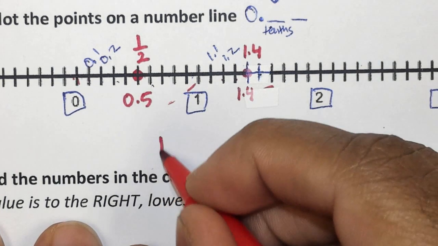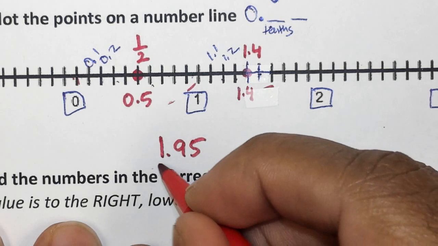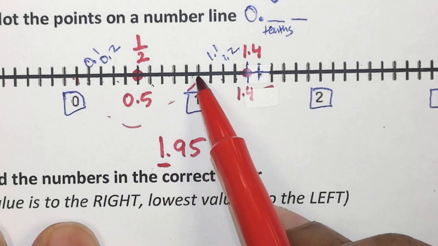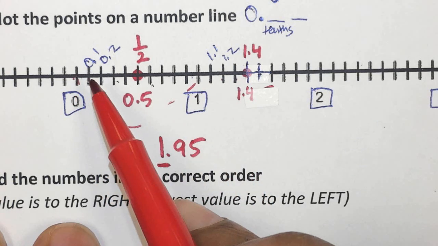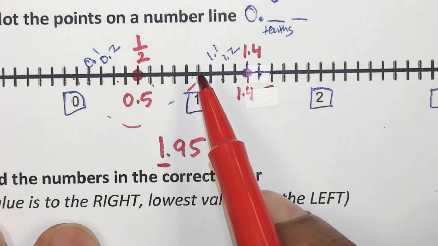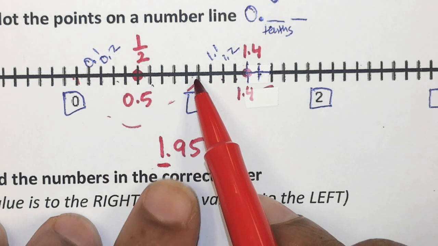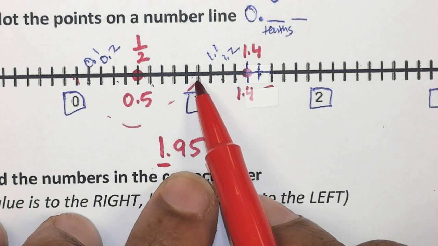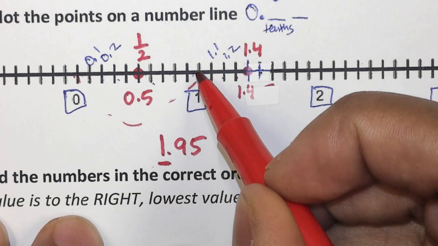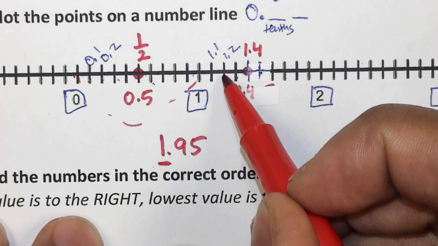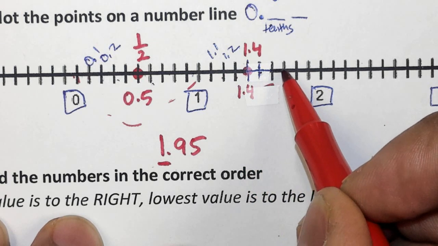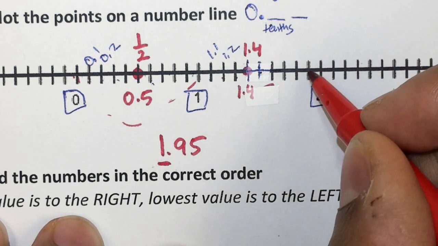So for 1 and 95/100, first we're going to go to one whole. So I'm going to jump one whole amount. Not one space. One space is only 1/10. I need one whole amount. After one whole amount, I have to move 9/10. So I move 1, 2, 3, 4, 5, 6, 7, 8, 9/10.